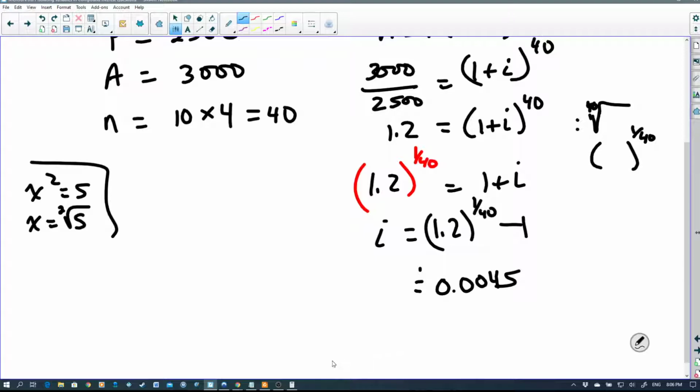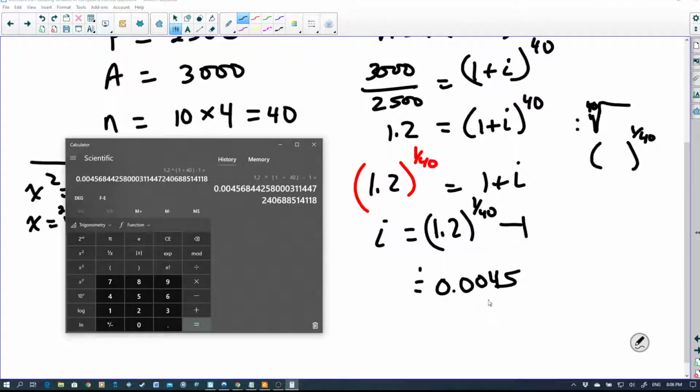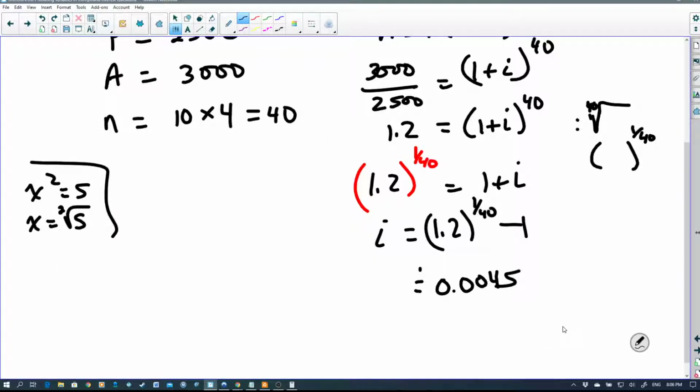approximately. Let me just double check that. Yes. Oh, it's actually 0.0046. If we round that off, it's actually 0.0046. Okay? But we're not done. This is not the interest rate. This is the interest per compounding period. i is usually equal to the rate divided by the compounding frequency.